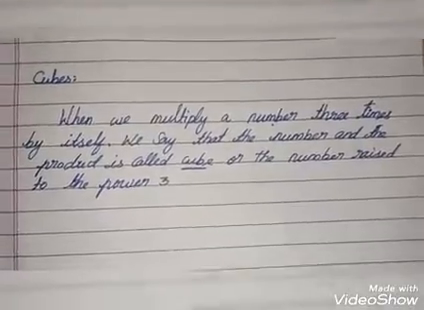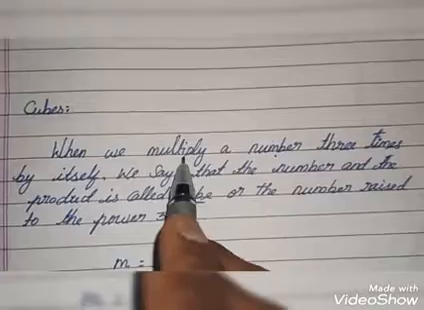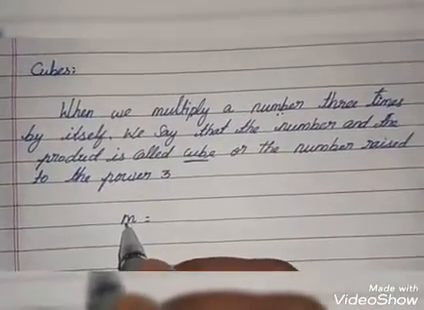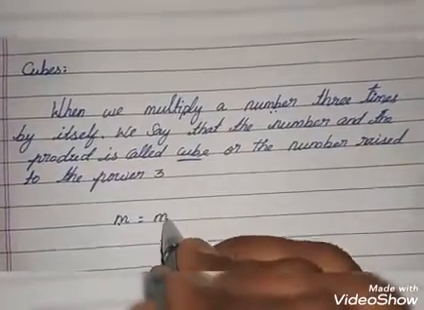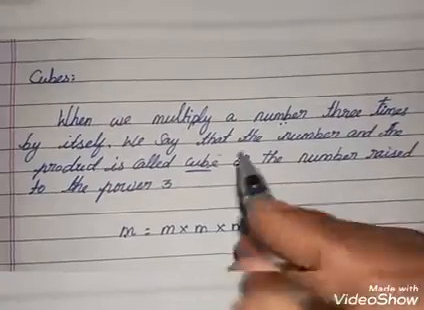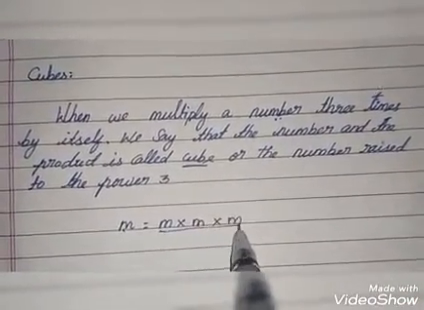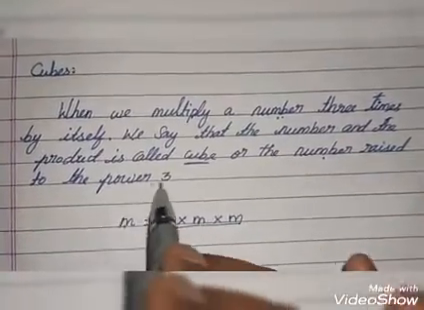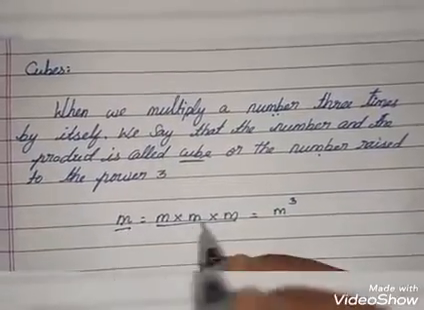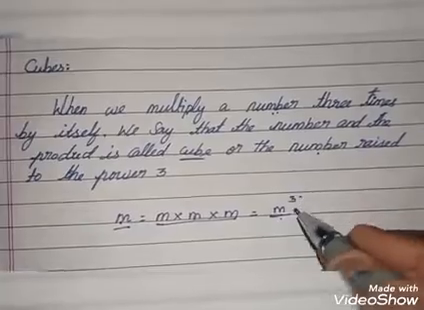For example, take m as a number. When we multiply a number 3 times, that is m into m into m, we say that the number and the product is called a cube. So the product is called a cube, and the number raised to the power 3 is m power 3. So m is a number, and m cube is a cube number.